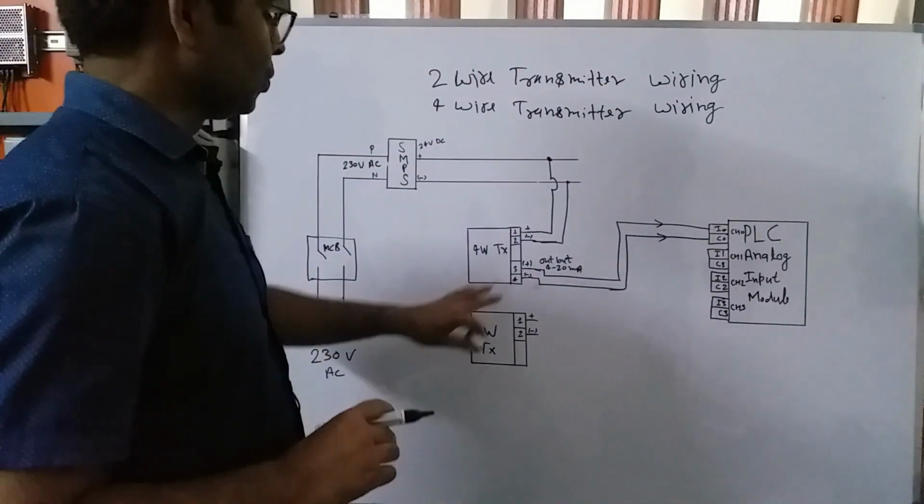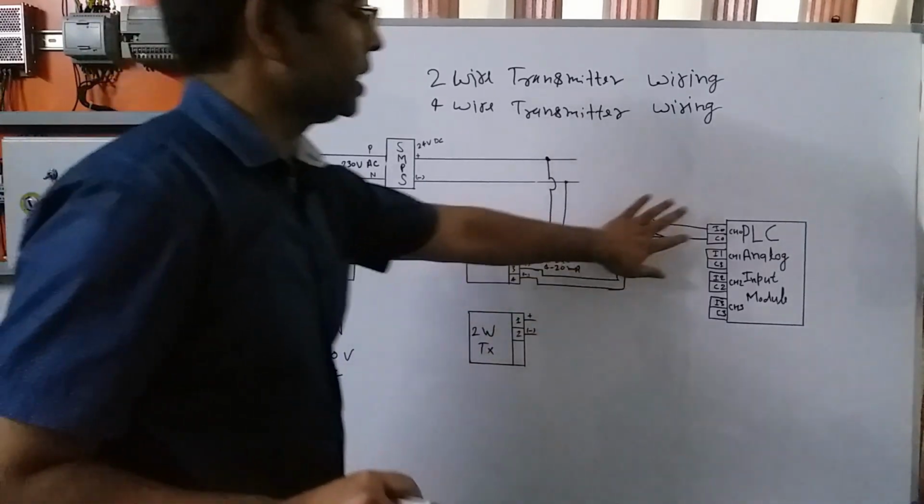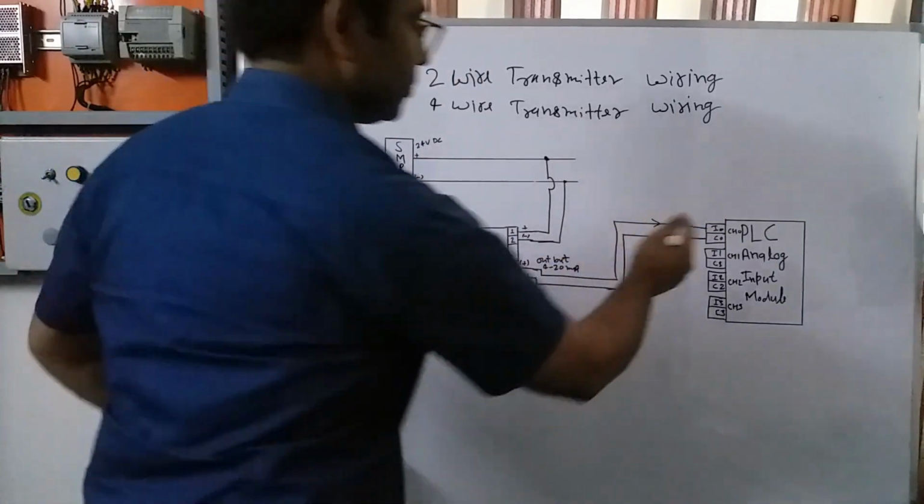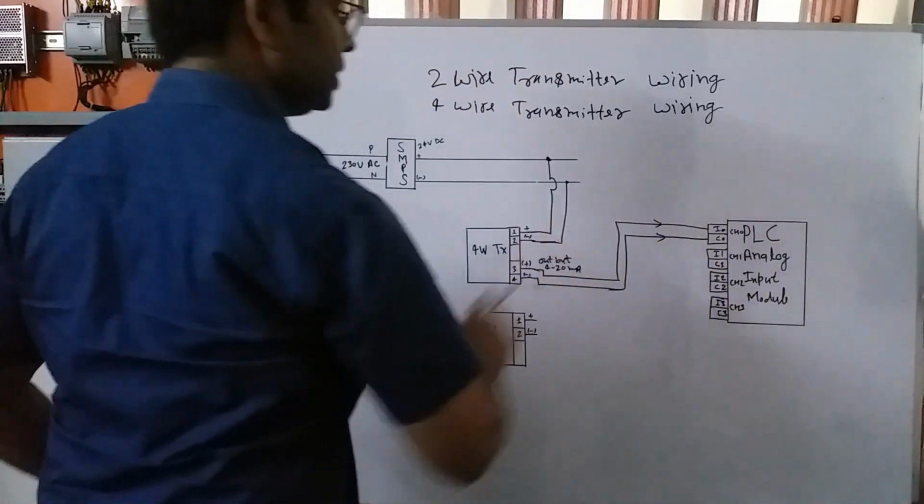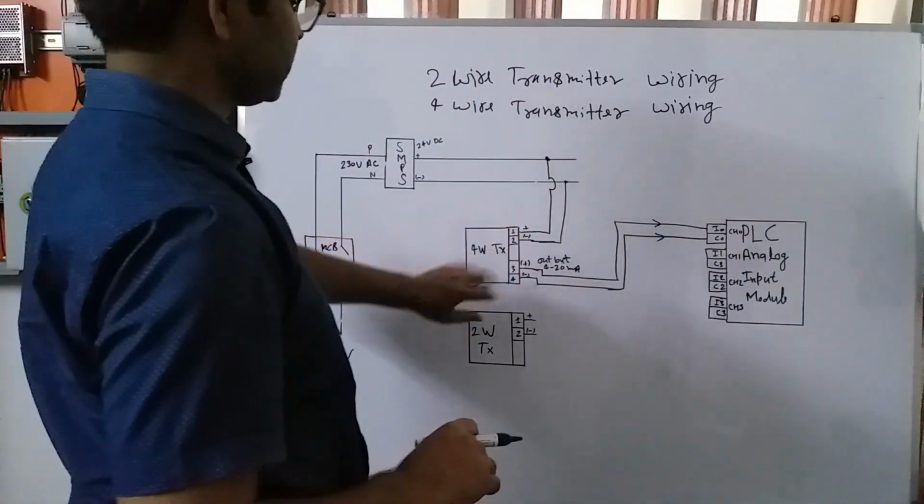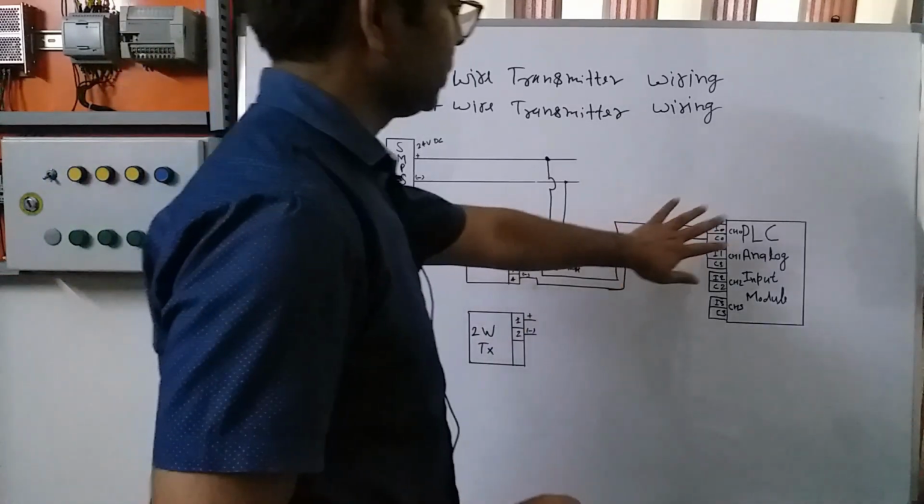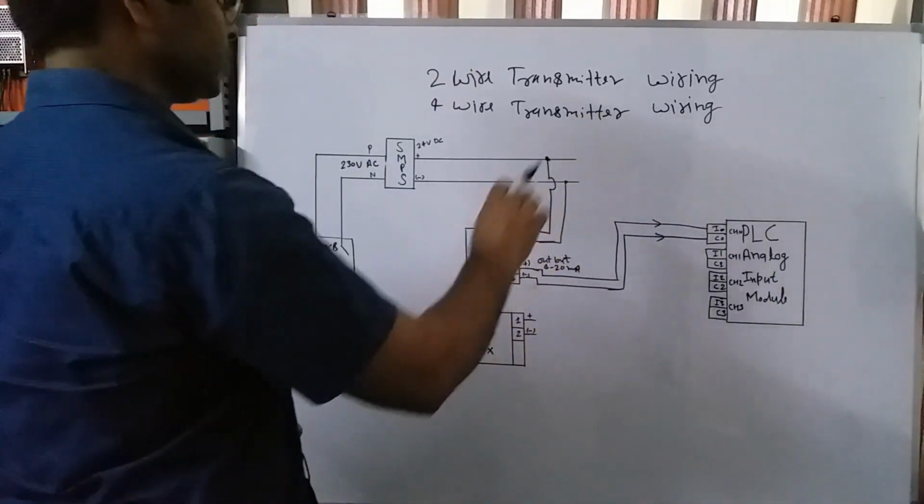The 4-wire transmitter's output wire will be directly connected to channel 0 of the PLC. One of its wires is attached to the input and the other to the common, straight. The output of the 4-wire transmitter will go to the PLC. The PLC will sense it.